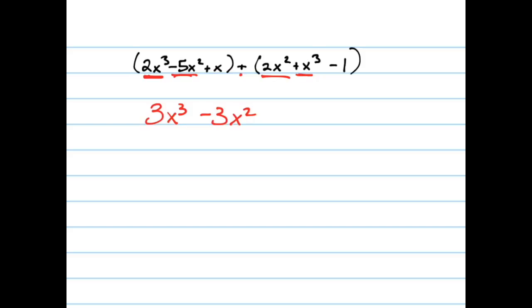Which term is like x? Well, there's no like term with x, so I don't have anything to add it to. I have just plus x. And my last term, which also is alone, is the minus 1. So there's my sum of those two polynomials. Again, all I'm doing is adding like terms.